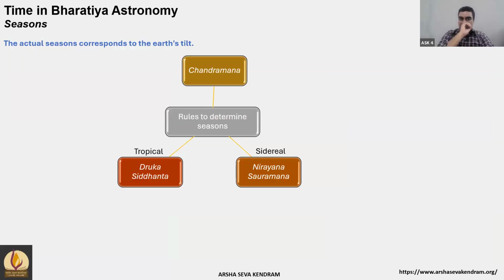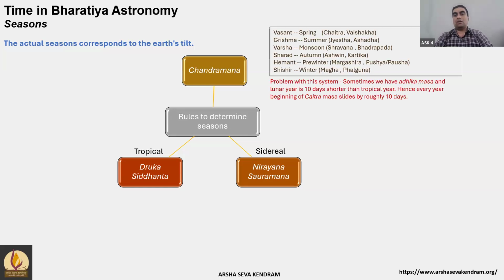So we saw that. Now, which seasons should we actually consider? There are some rules that are given to determine which system of seasons we should consider for our day-to-day activity. The actual season corresponds to the Earth's tilt. So there are three options we have: Chandramana, and then the Sauramana, which is Nirayana, and then we have the Sauramana, which is the tropical or the Sayana.